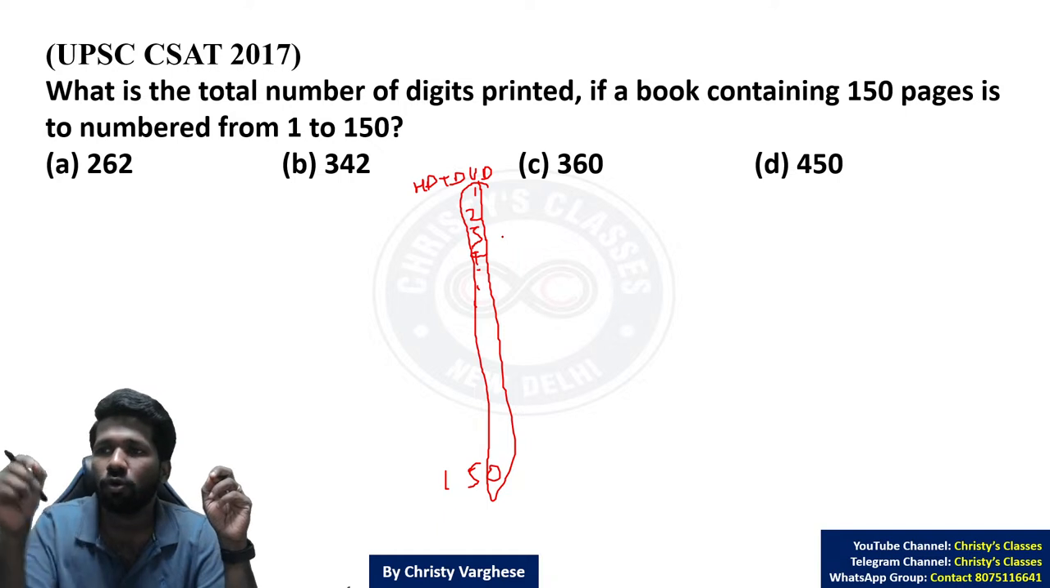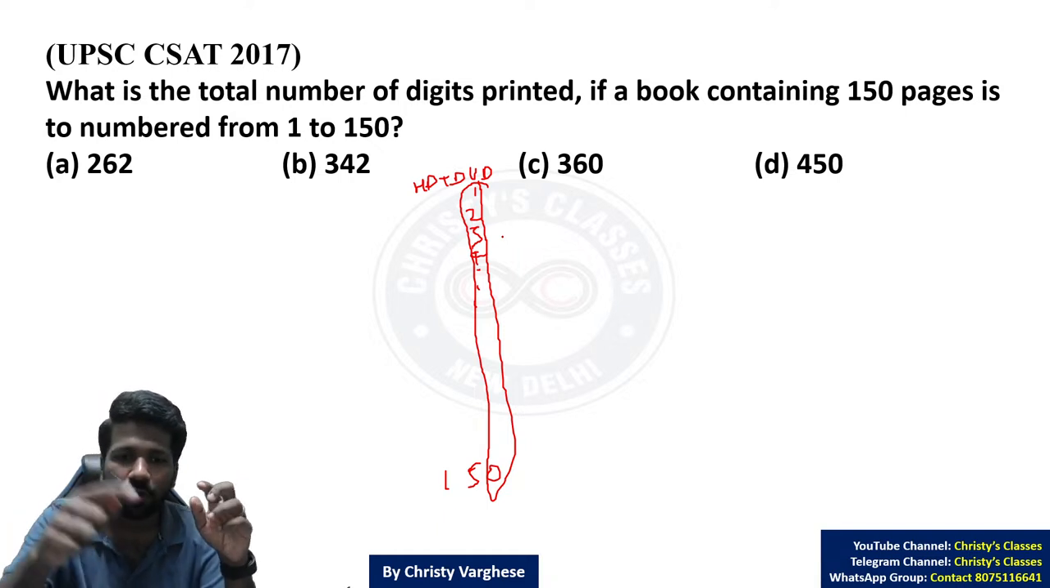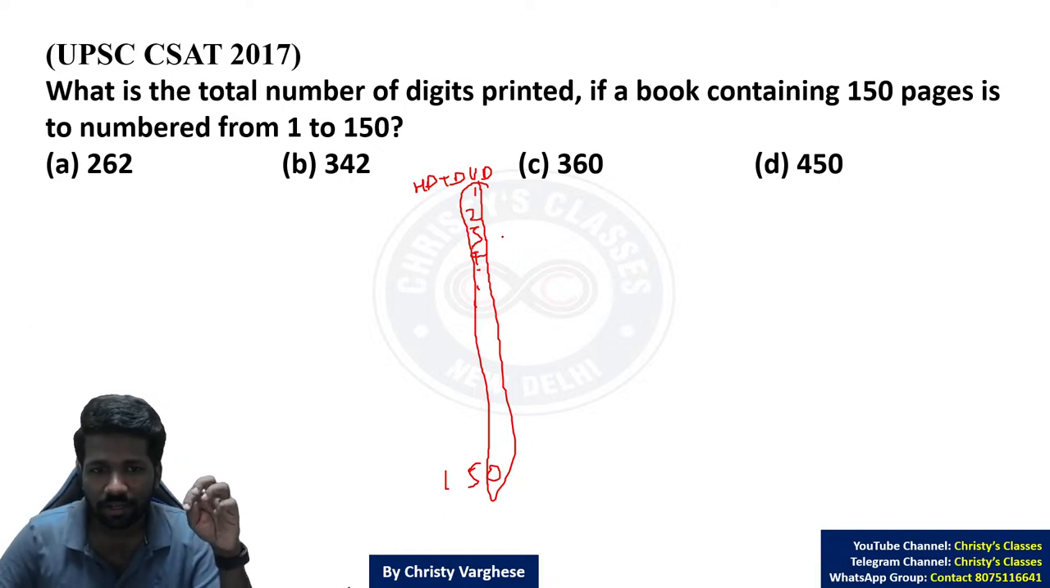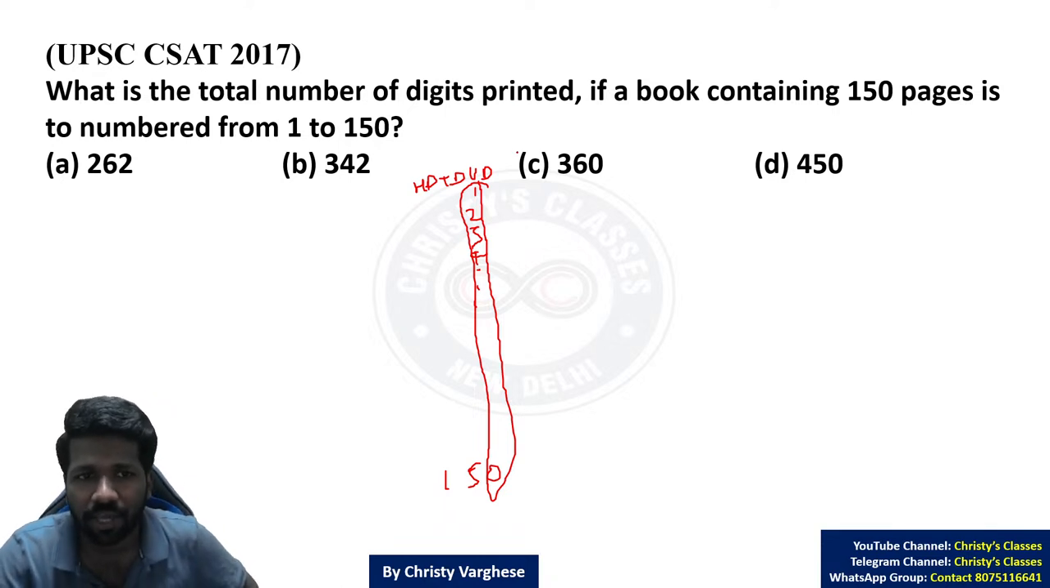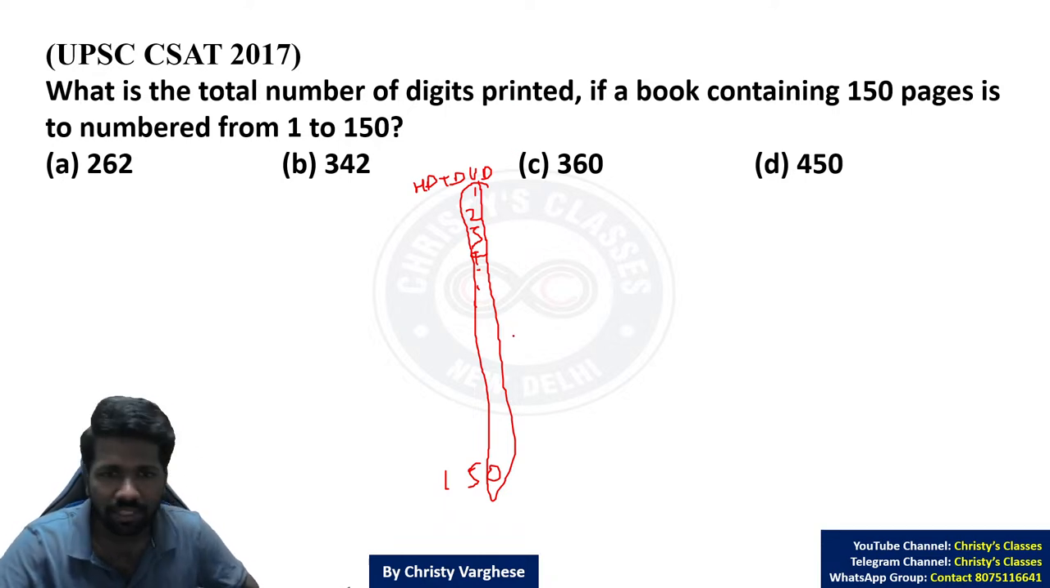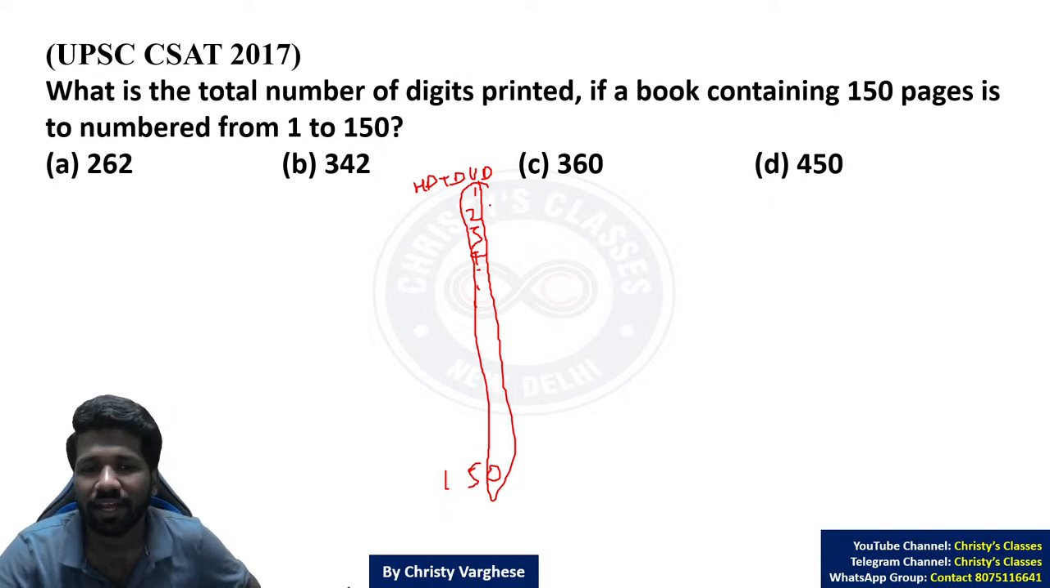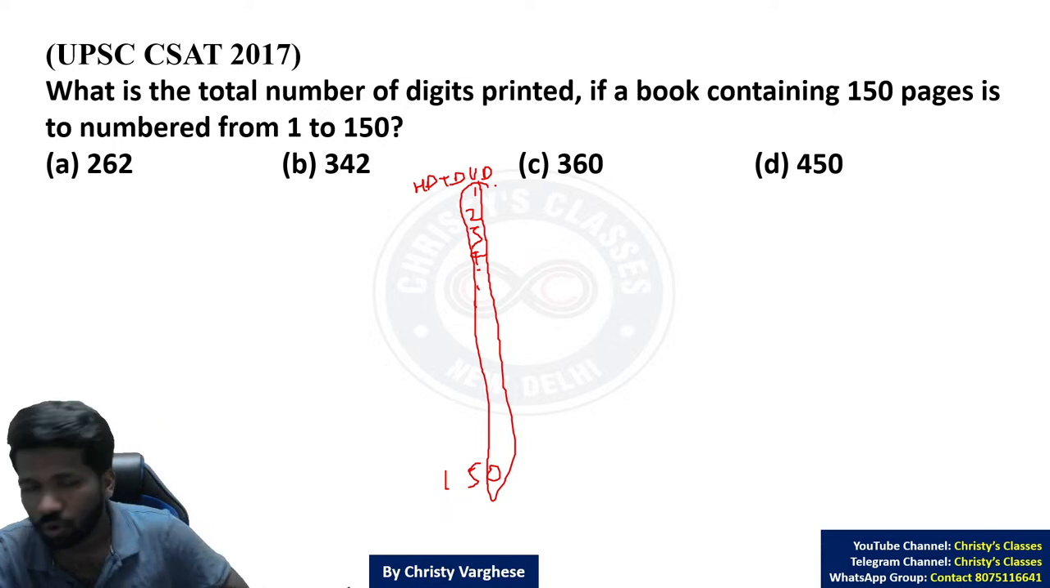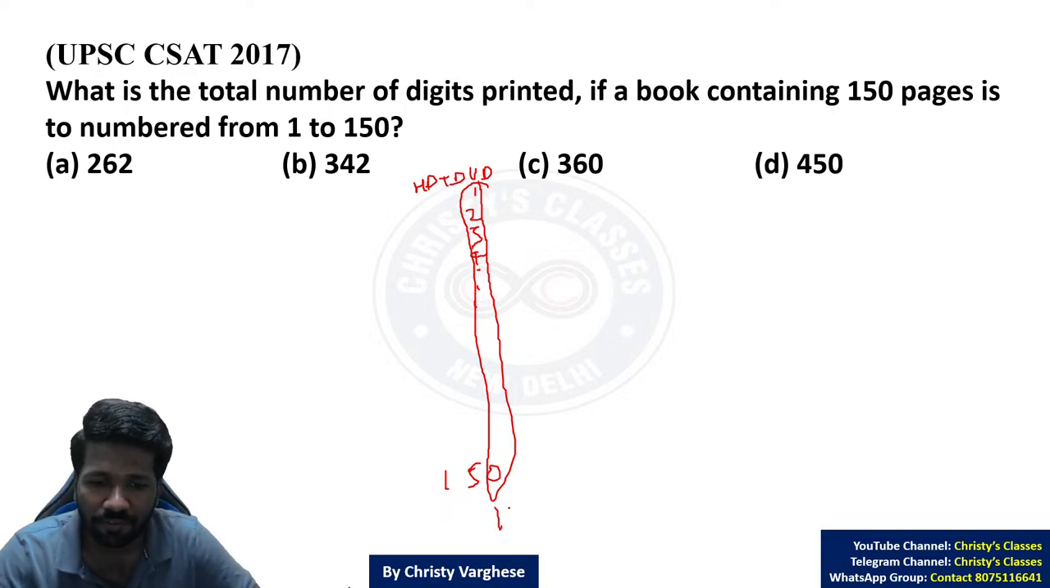For example, 243, 3 digits are there. So, sir, 1 to 150 page numbers means 150 pages. All those page numbers will have unit digits. Unit digits will be there for all those pages. So, 150 will be the total number of unit digits.